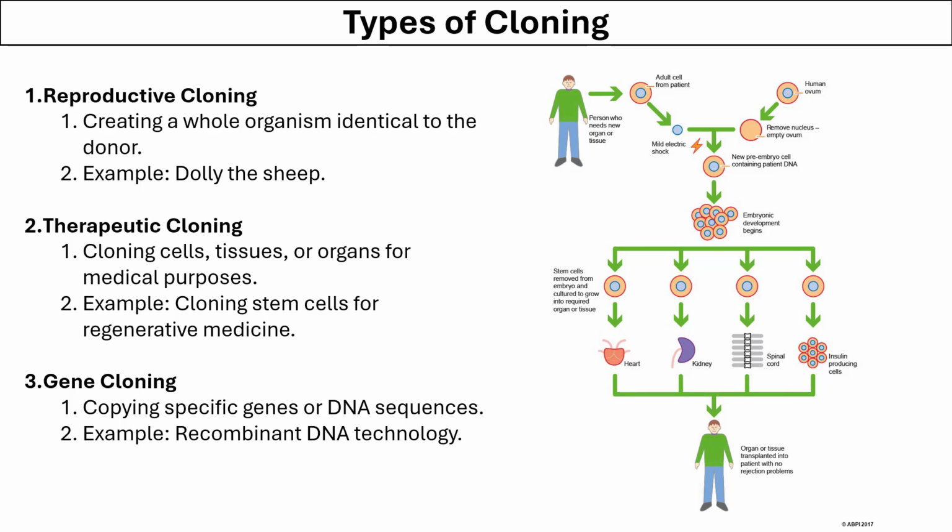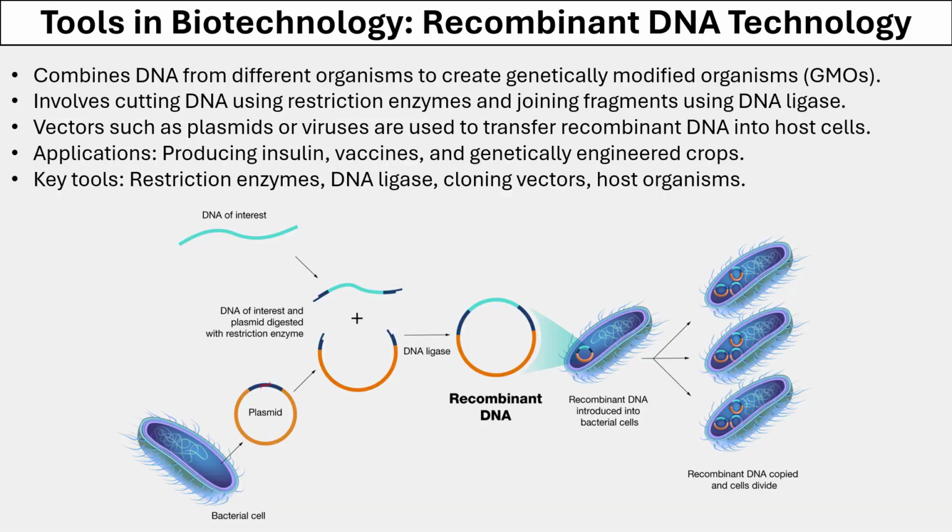Now let's look at some tools of biotechnology. First is recombinant DNA technology. In recombinant DNA technology, we combine small DNA fragments from different organisms to create a genetically modified organism. It involves cutting DNA using restriction enzymes and then joining those fragments using DNA ligase. Then a vector such as a plasmid or a virus is used to transfer that recombinant DNA into the host cell.